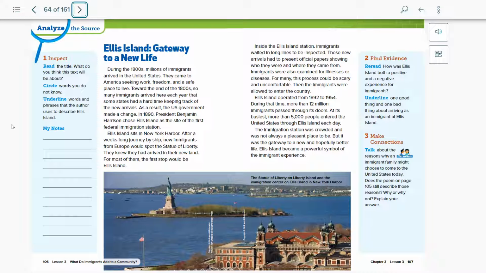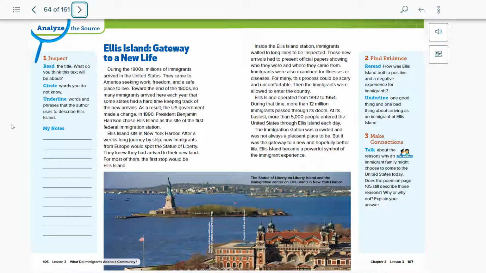And so because there were so many people coming in at a time, the US president at the time, President Harrison, decided that Ellis Island would be the spot where all of the immigrants would come through to help keep track of the people that were entering the country at the time. So they would arrive by ship and they would all arrive on Ellis Island in New York Harbor.